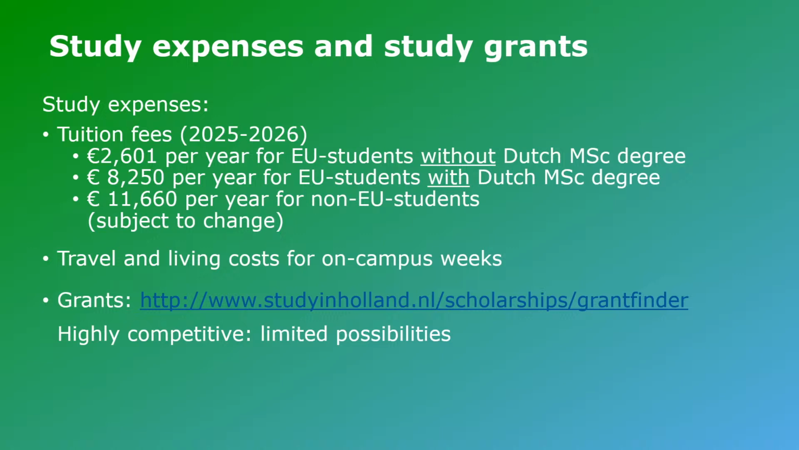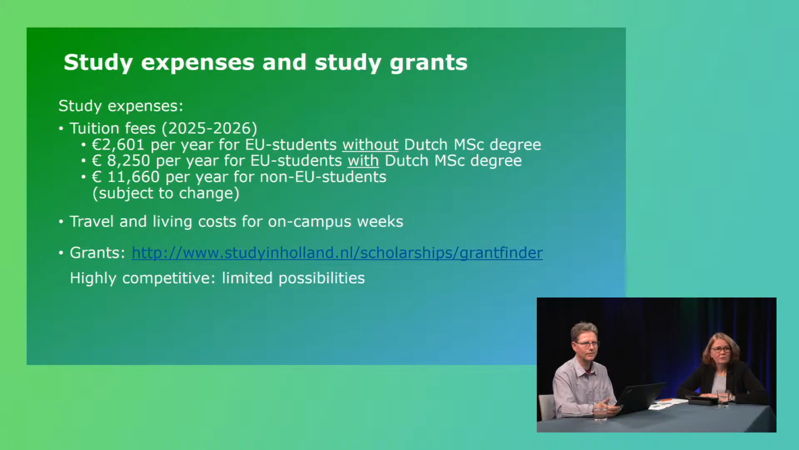That is half of the tuition fee for the full on-campus programs, and that makes sense because it's a part-time study with half the study load. These tuition fees are subject to change. It's almost certain that this will be the price for next academic year, and the prices will also increase slightly year by year. On top of that, you will have to pay the travel and living costs for the 2 on-campus weeks in Wageningen. We realize that studying comes with costs.